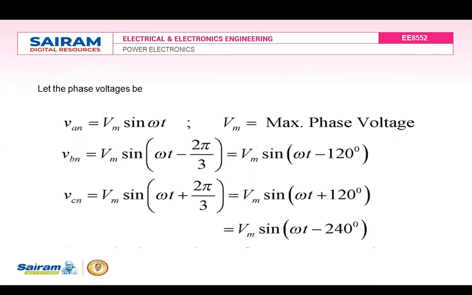Let the phase voltages be VAN equal to Vm sin omega t, which we are going to take as reference. VBN equal to Vm sin of omega t minus 2 pi by 3, which means VBN lags VAN by 120 degree, and VCN equal to Vm sin omega t plus 2 pi by 3, or it can be written as Vm sin omega t minus 4 pi by 3, which means VCN lags VAN by 240 degree.